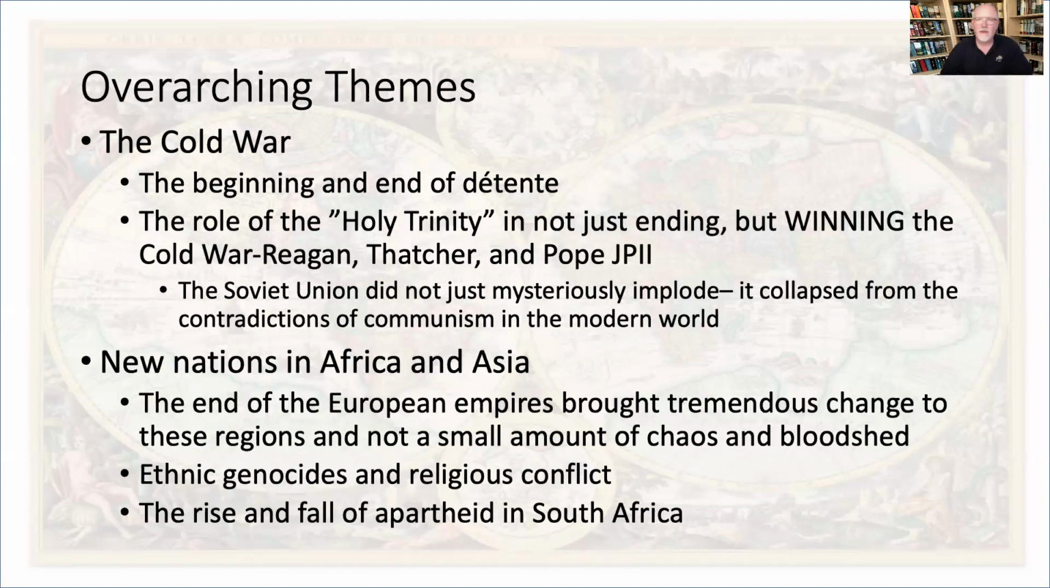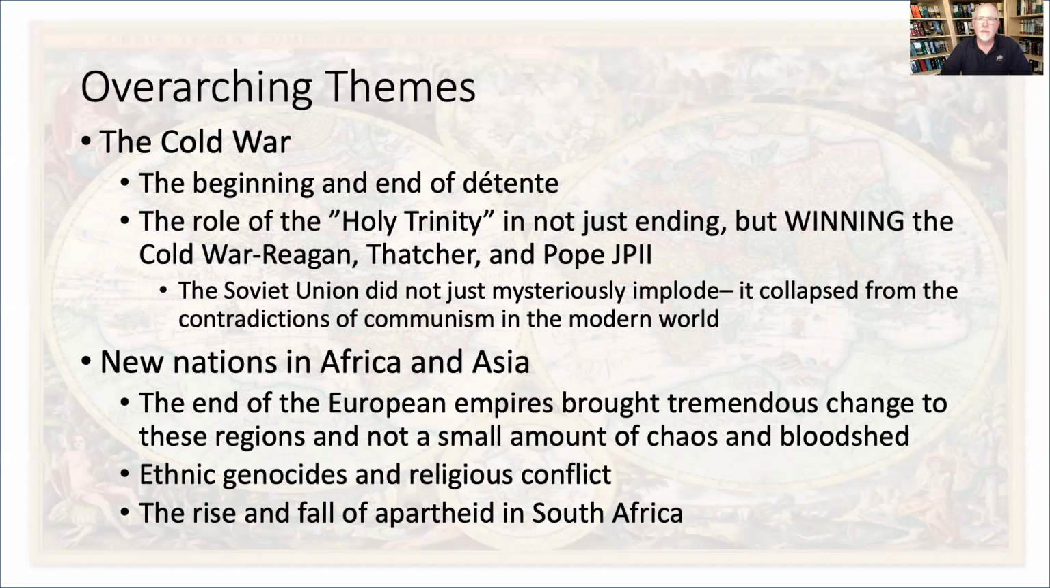Now, it's interesting reading the AP World History because you sort of get the impression that the Cold War just kind of ended. This, of course, is, I think, to any historians that really look at the facts, patent nonsense. The Cold War ended after a period of unsuccessful détente brought about after the Vietnam War, not just because the Soviet Union and communism was economically unviable and a contradiction, but because of the moral failings of communism and the rise of what I like to call the Holy Trinity: Ronald Reagan, Margaret Thatcher, and most importantly, Pope John Paul II.